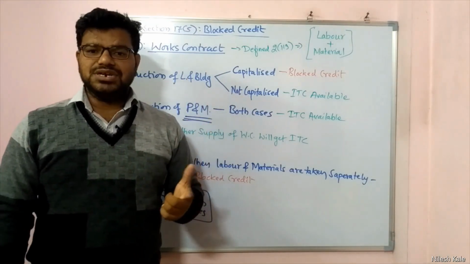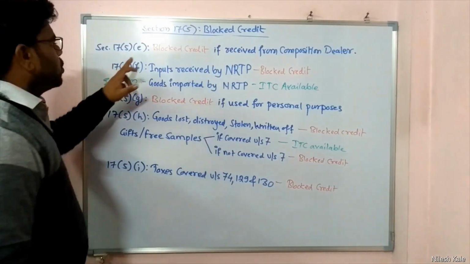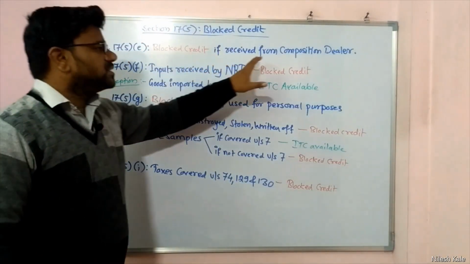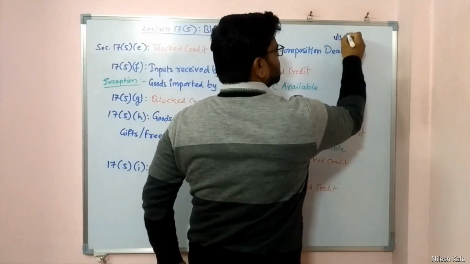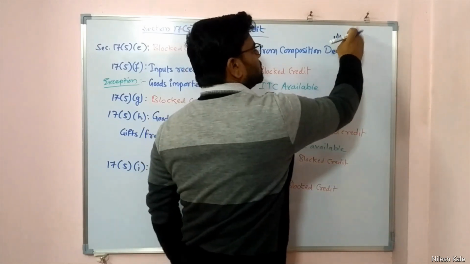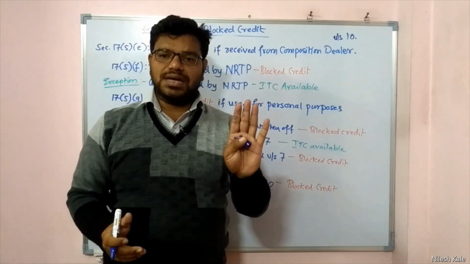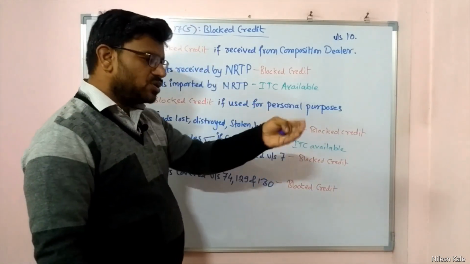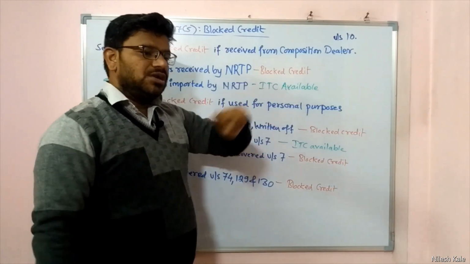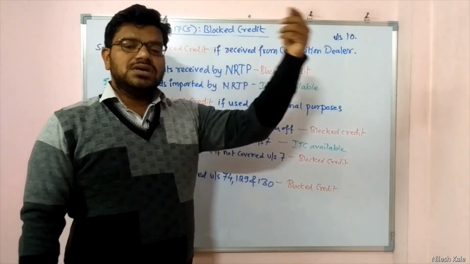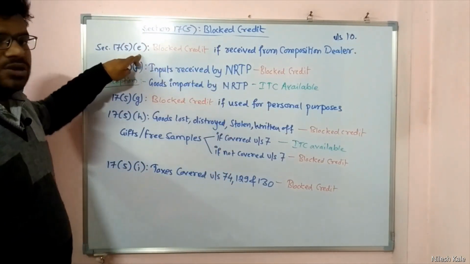Let us see miscellaneous points now. This is the last part of blocked credit. Clause E says credit is blocked if it is received from a composition dealer. A composition dealer is covered under section 10, as you know, right? They do not supply tax invoices. They issue a bill of supply. They do not collect taxes. ITC is not available if you deal with them, even if you are taking goods from them, or even if you are supplying goods to them. ITC is not available under this clause.